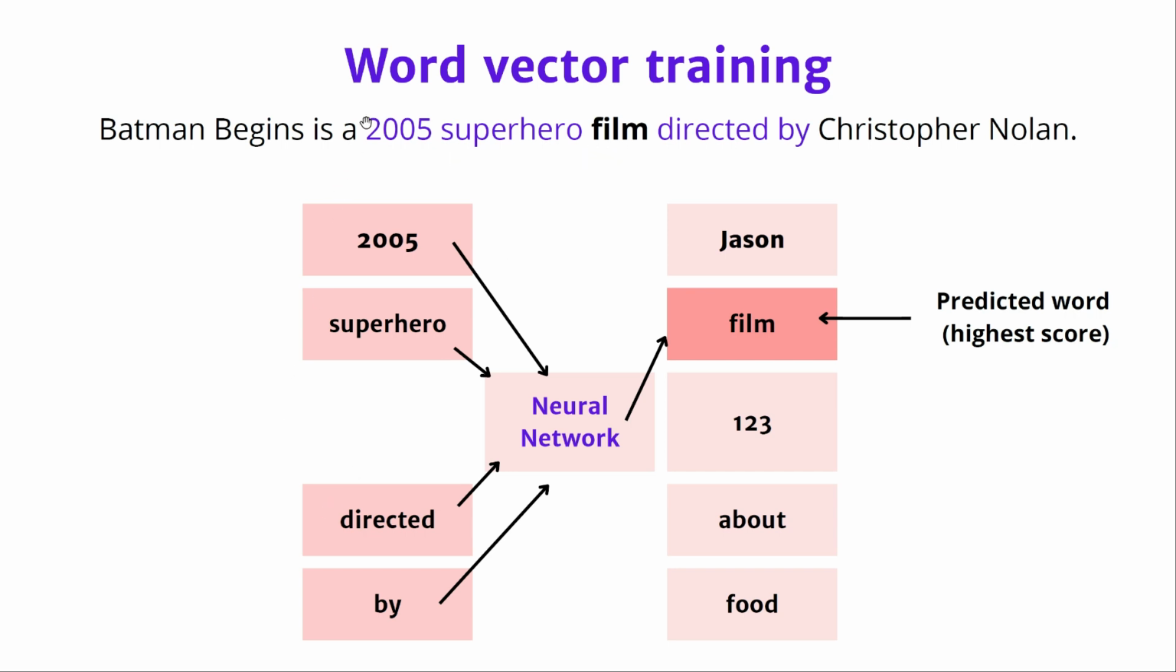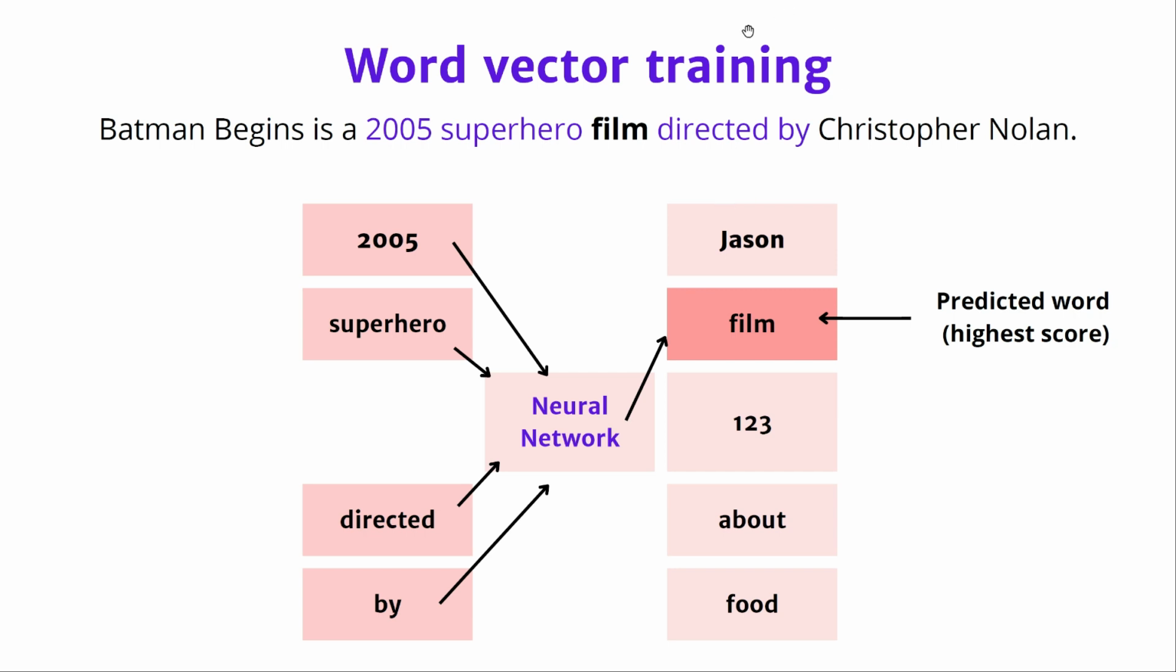So what's going to happen is that in the input, you again have all the unique words in the whole corpus. Then assume that there is a neural network. You don't really need to understand what this neural network does at the moment. All you can assume is that it's kind of like a black box. So given the surrounding words for this sentence, for example, 2005, superhero, directed, and by, if you give those words as input to this neural network, it should be able to predict the missing word, which is film.